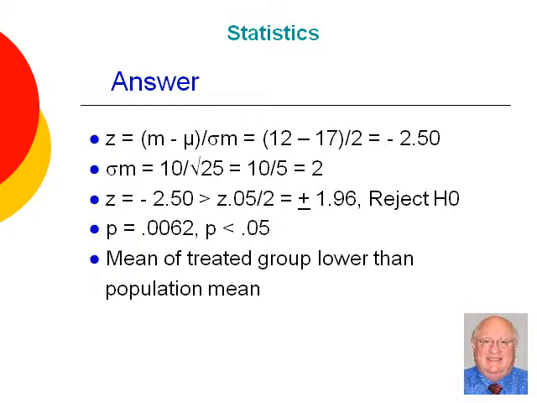Thus, we would conclude that the mean of the treated group is lower than the population mean. We would also be able to assert that this group is no longer from the population of depressed adults, which has a mean of 17 on the BDI. Rather, it belongs to a new different population, which we might refer to as the population of depressed adults who were treated for depression. And our best guess of the mean of that population is currently 12, or the mean of the sample.